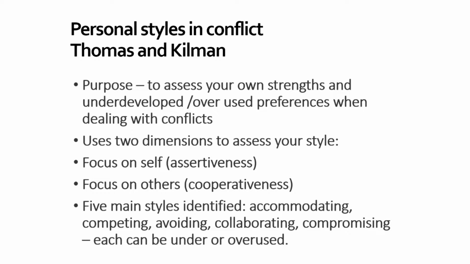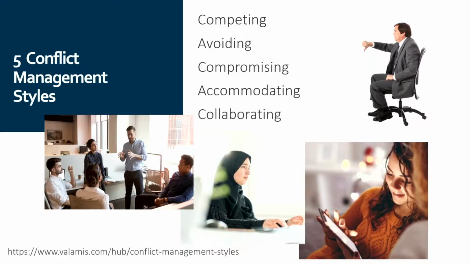The other scale is cooperativeness, and when you do the self-assessment, you'll find that you identify with one of these main styles or a couple of them: accommodating, competing, avoiding, collaborating, compromising. And these styles might be underused or overused depending on what you have grown up with, depending on what you might find that you unconsciously do with others. So these are the 5 conflict styles.